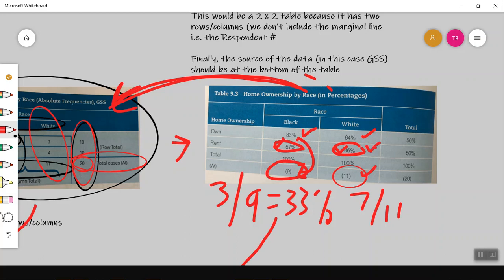So for instance, right here, white respondents that were renting was 4 over a total of 11. So 4 divided by 11, and you end up getting about 36%, which is where that number comes from. And it's just a conversion. So again, if you were to ask questions like what percentage of black respondents rented their home, you could say 67%. What percentage of white respondents own their home, you could say 64%. So just again, an easier way to get the percentages and the information from here.